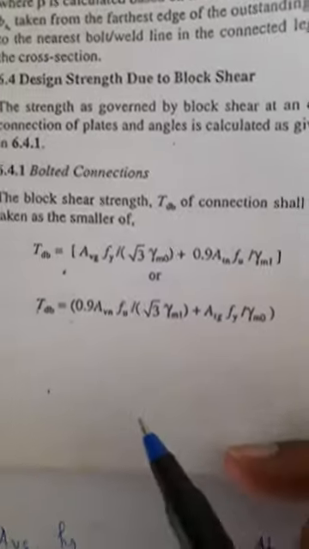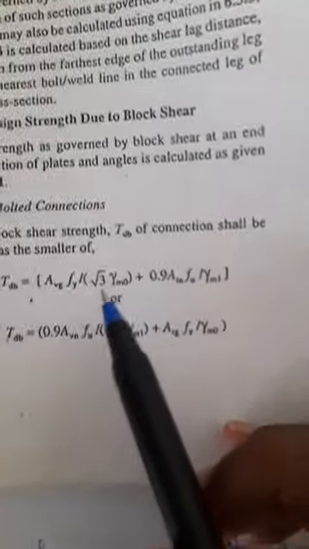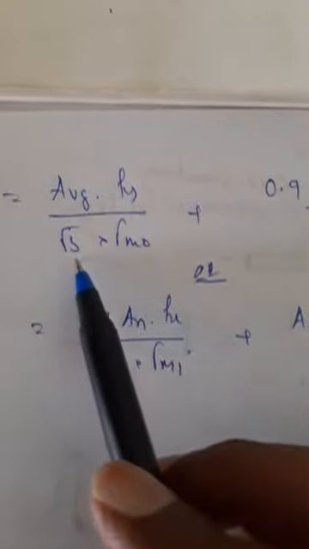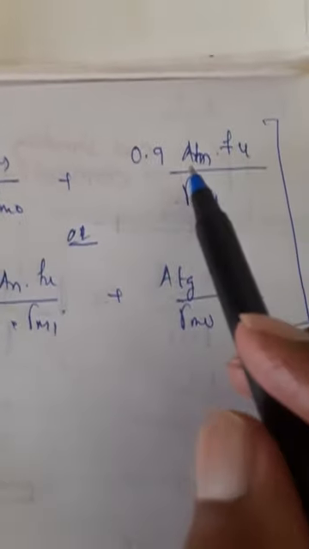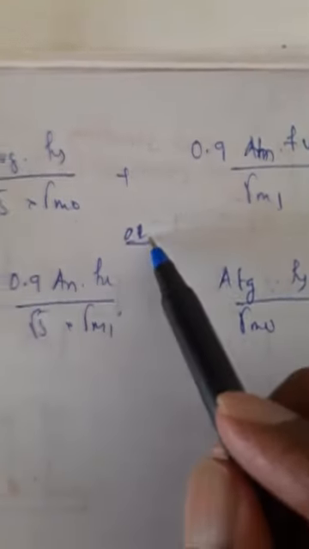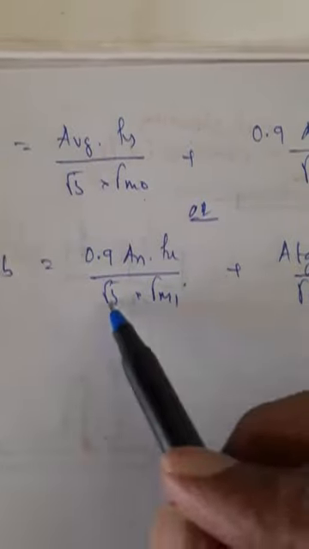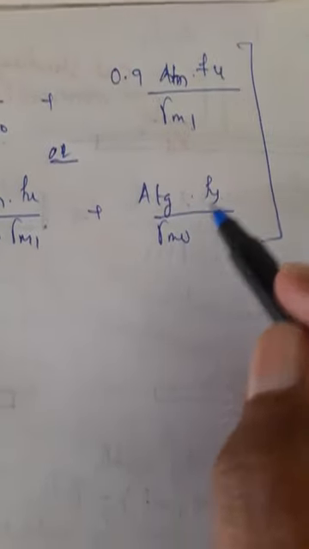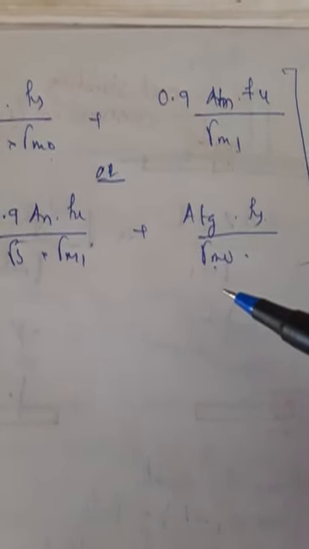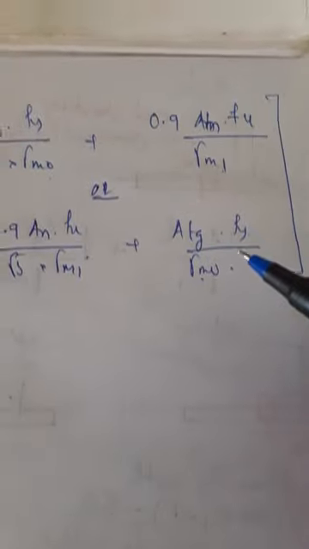Now the equation for block shear strength is given by 6.4, page 33. I have written the same equations here. TdB is equal to AVG Fy by root 3 gamma m0 plus 0.3 ATN Fu by gamma m1, or 0.9 AVN Fu by root 3 gamma m1 plus ATG Fy by gamma m0. So you will be getting two values. Whichever is the least, that will be the value of TdB. So you have to calculate both the values.